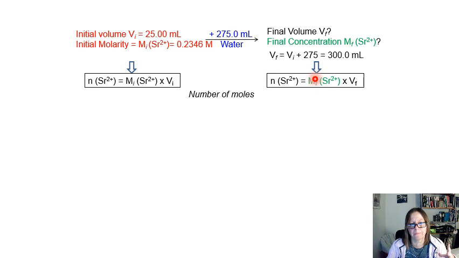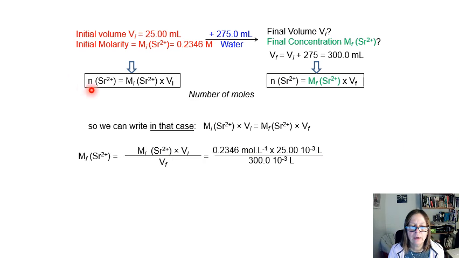We just added water. So this initial number of moles is given by the molarity initially times the initial volume, and the molarity of the final solution in strontium ion can be related to the final volume and the number of moles of strontium ion. So we can write this number of moles equals this number of moles. So we can write this equation. If we rearrange for what we're looking for, which is the final concentration of strontium ion, we get the initial concentration times the initial volume divided by the final volume.